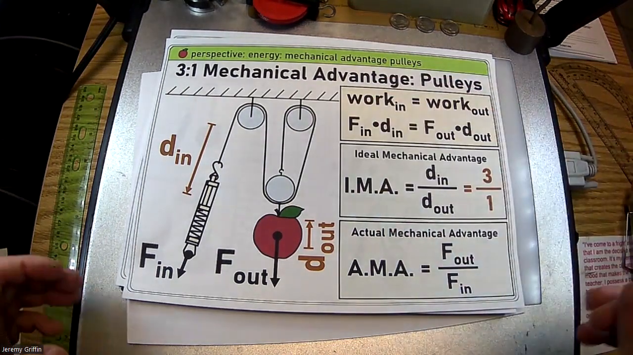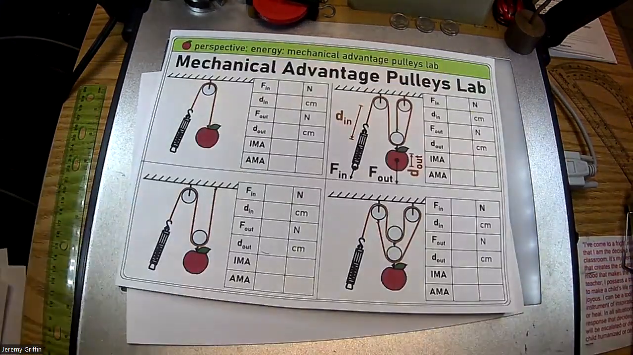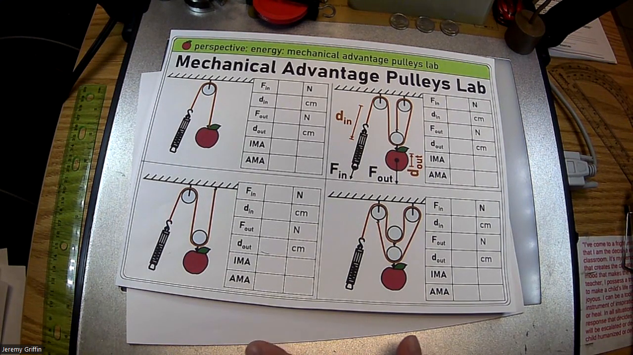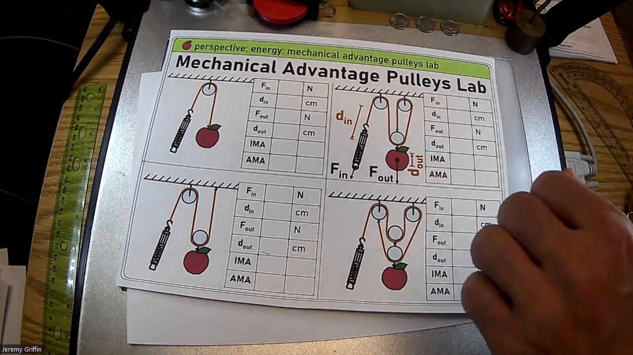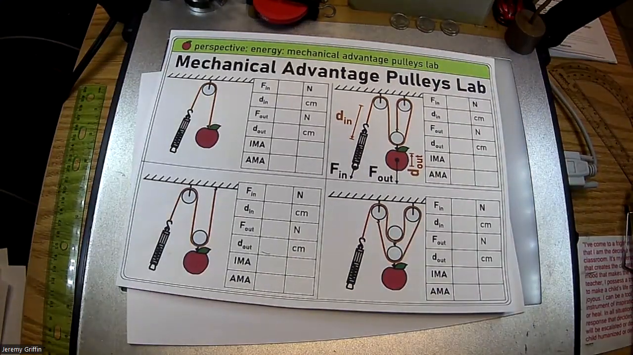Maybe these strings aren't exactly vertical. There's a trigonometry aspect. Okay. So here's what I have you guys do today. You guys got some paper. Divide that paper into quadrants, put your name on it, and we're going to do 4 different mechanical advantage labs, 4 different pulley systems.